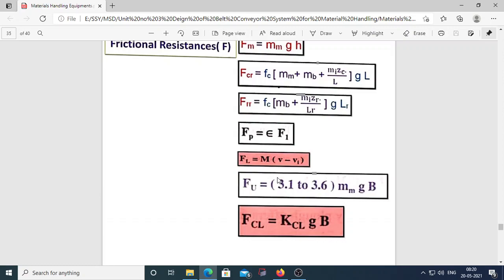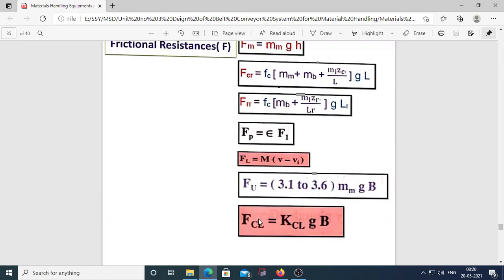And then you will get the next one, the frictional resistance at the unloading station. Fu is equal to 3.1 to 3.6 mm into gB. Again mm is the material carried by the conveyor per unit belt length, remember that. What is the capital B? Capital B is the belt width. This is given in meter or mm. Remember that. And g is the gravitational acceleration.